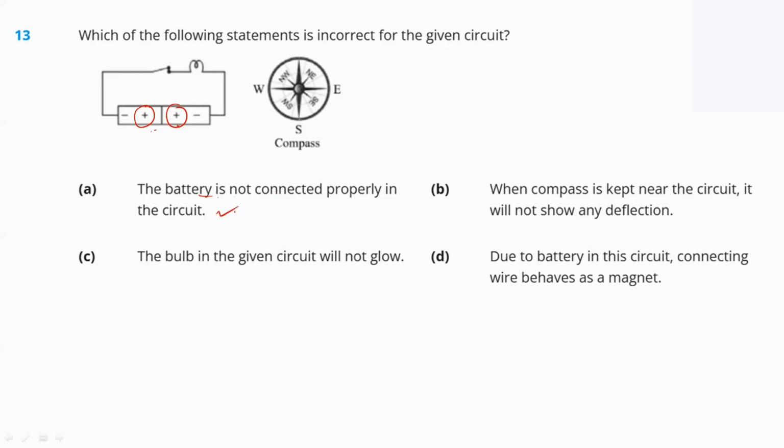Yes, this is a correct statement. Next, the compass is kept near the circuit and it will not show any deflection. This is also correct because the current will not pass, so deflection will also not happen. And next, the bulb in the given circuit will not glow. Yes, this is also a correct option. Then the last is, due to the battery in the circuit, the connecting wires behave as a magnet. Definitely not. Why? Because the batteries are not connected properly, therefore the current will not pass and the magnetic field will not be created. Thereby there will be no deflection in the compass. So option number D is our incorrect statement for this question.